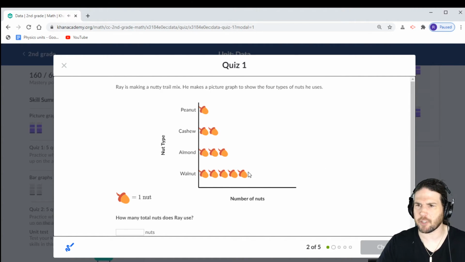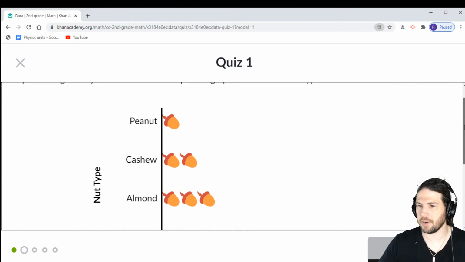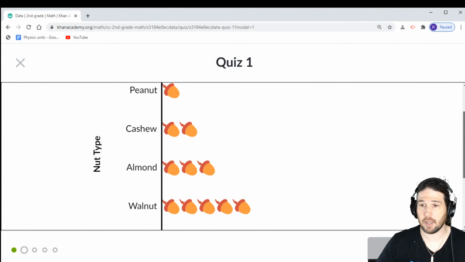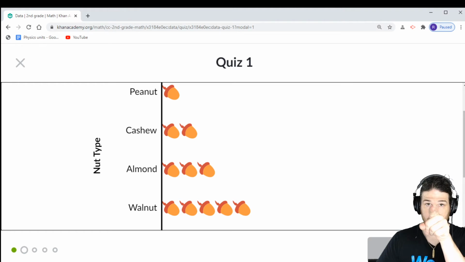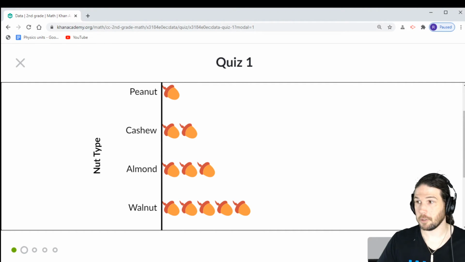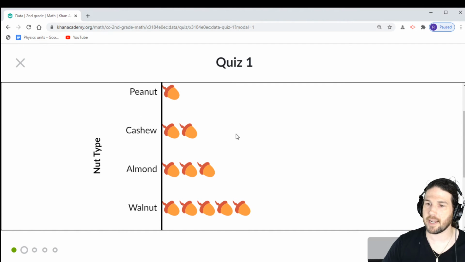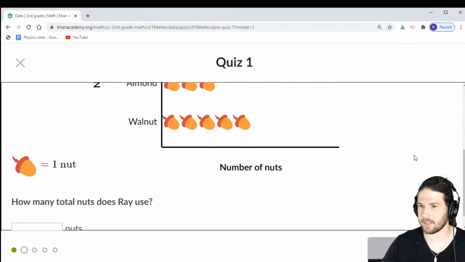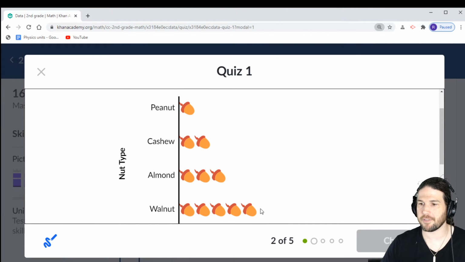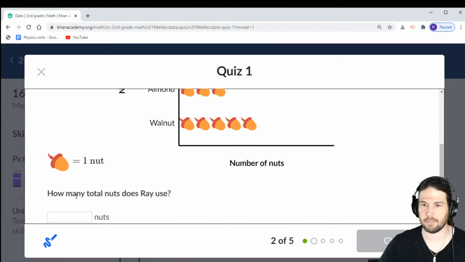Ray is making a nutty trail mix. We've got 4 different types of nuts: peanuts, cashews, peanuts. I'm watching you. Don't make any inappropriate comments. 1 peanut, 2 cashews, 3 almonds, and 1, 2, 3, 4, 5 walnuts. The total number of nuts is 5, 6, 7, 8, 9, 10, 11.